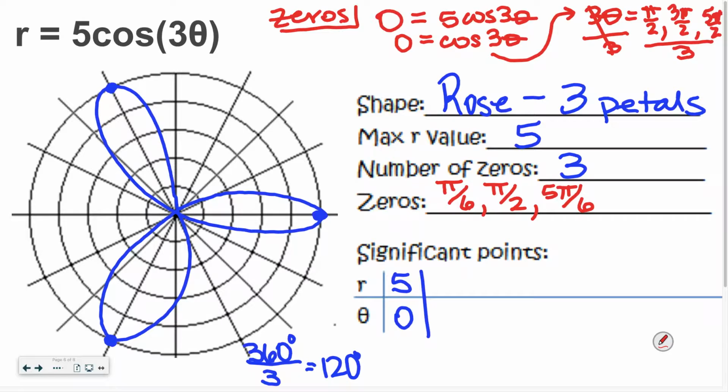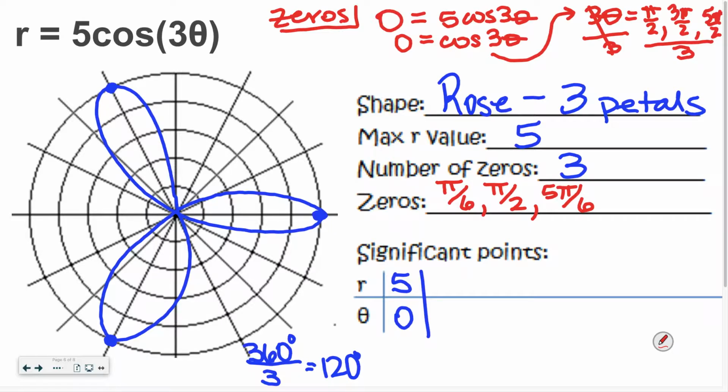Do you remember me saying when there's an odd number of petals, then your flower, your rose gets drawn from 0 to pi? Notice how our zeros are between 0 and pi. Any comments, questions, concerns? Excitement? I know, you do.